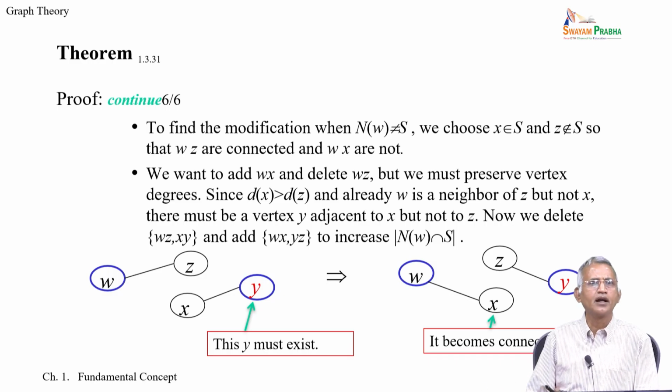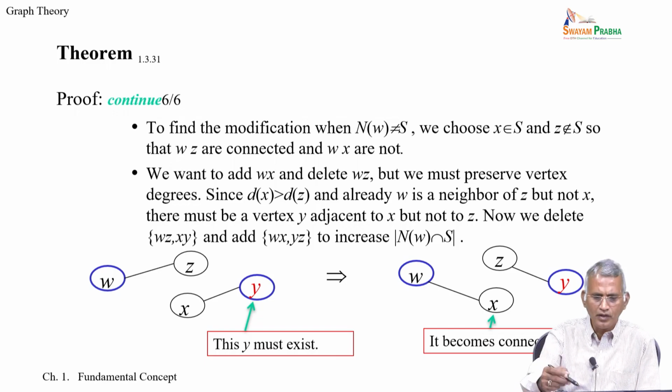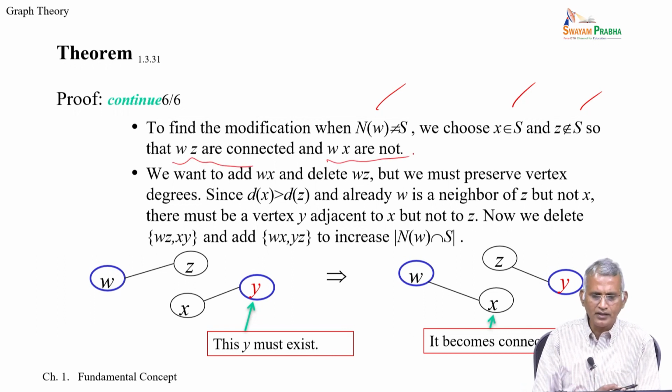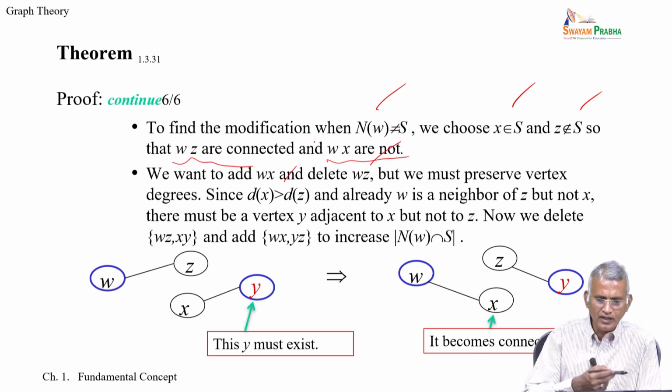So, like that combined together of some modification, neighborhood of W is not in S. Choose X in S and Z is not in S. So W, Z are connected and W, X are not connected, and add WX and delete WZ. So, we must preserve the vertex degree, and degree of X is greater than degree of Z, and already W is a neighbor of Z but not X.